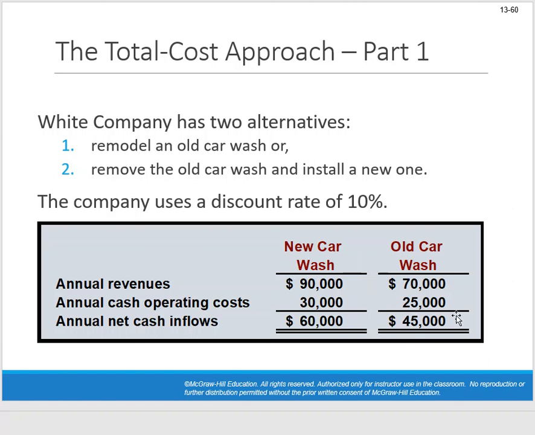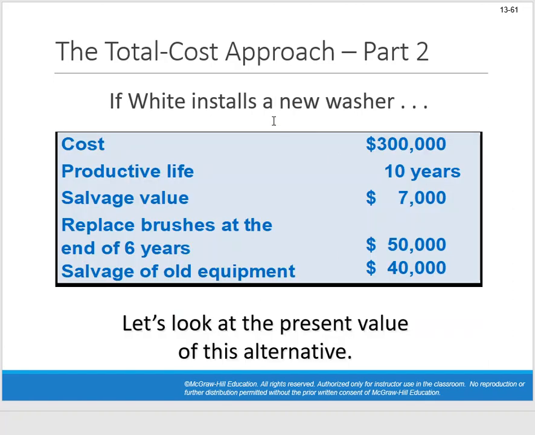So we'll have less annual net cash inflows if we remodel the old car wash, but I imagine there's going to be a cost to buying this new car wash entirely. So if we install the new washer, the cost is $300,000. We think it has a productive life of 10 years, salvage value of $7,000. We're going to replace the brushes at the end of year 6, so that's $50,000, and the salvage of the old equipment now is $40,000. So there's two different salvages here. This first salvage, the $7,000, is what our new washer would be worth at the end of 10 years of use.